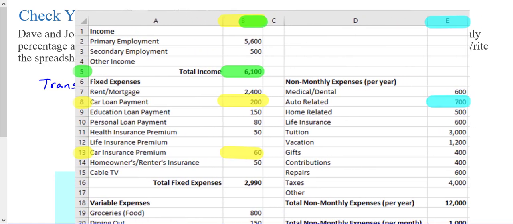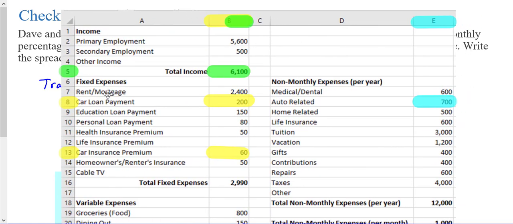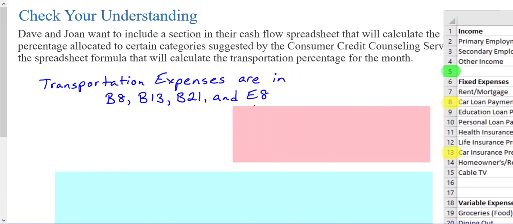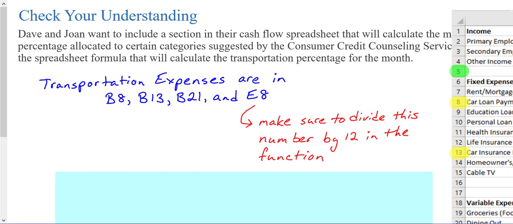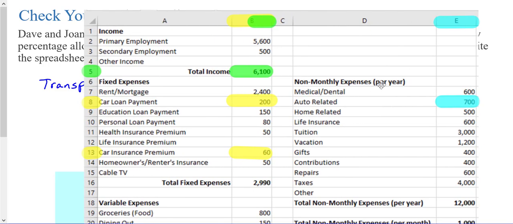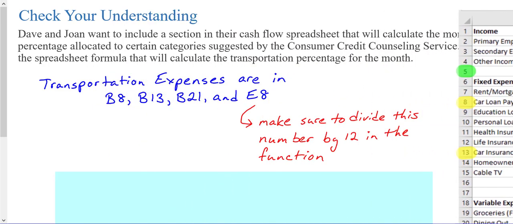So the way you would look at this, and where I got those letters, is transportation is in yellow. So our car loan payment would be in column B, row 8, and that's how I got B8. Car insurance, column B, row 13, that's how I got B13. So that's how we get these categories. The one thing you need to remember is for E8, that was our non-monthly expenses that were calculated per year. We need to turn that into a monthly amount. So we need to remember to divide that number by 12 in the function.